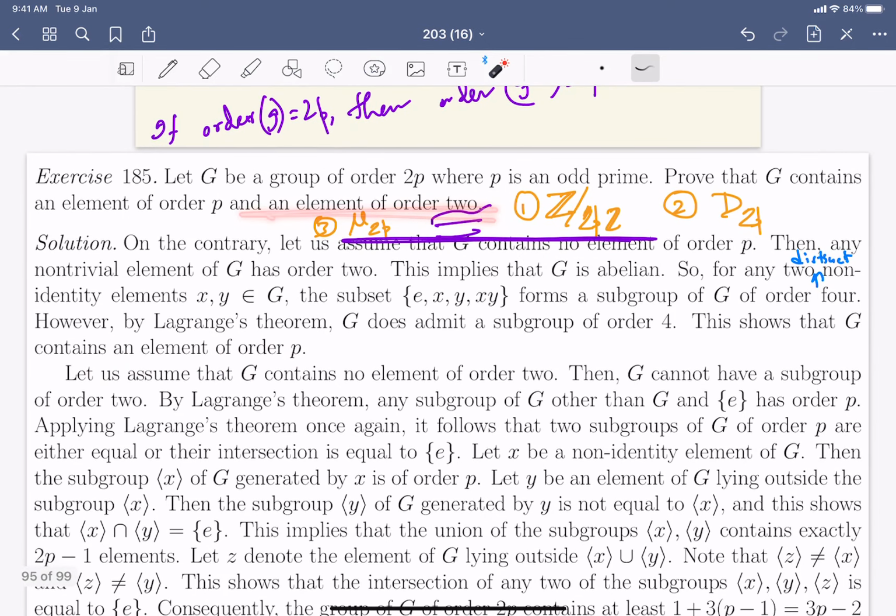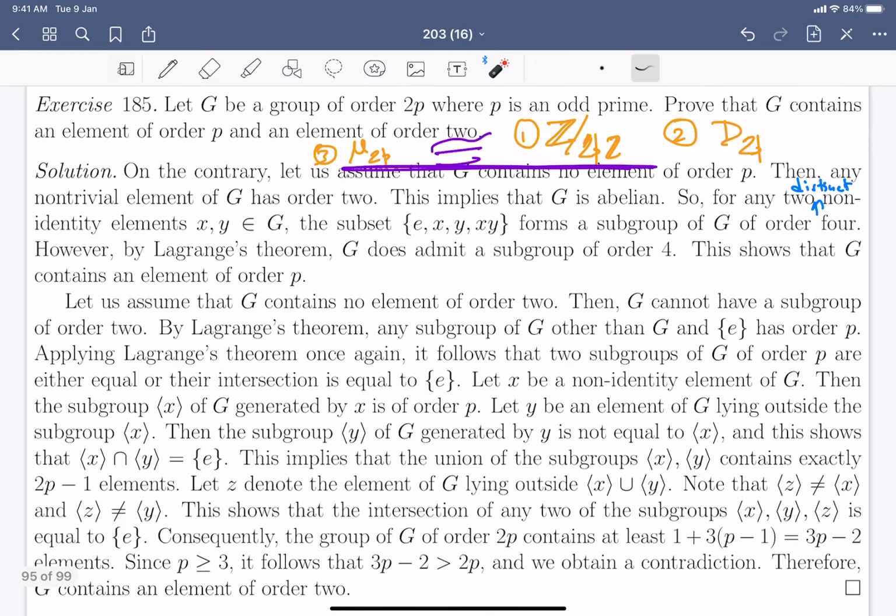Now it remains to show that G has to contain an element of order 2. Again you will show this by the method of contradiction, and we begin with the hypothesis that G contains no element of order 2. Of course it follows that G cannot have a subgroup of order 2, because if it has a subgroup of order 2, then the non-identity element of such a subgroup has to be an element of order 2.